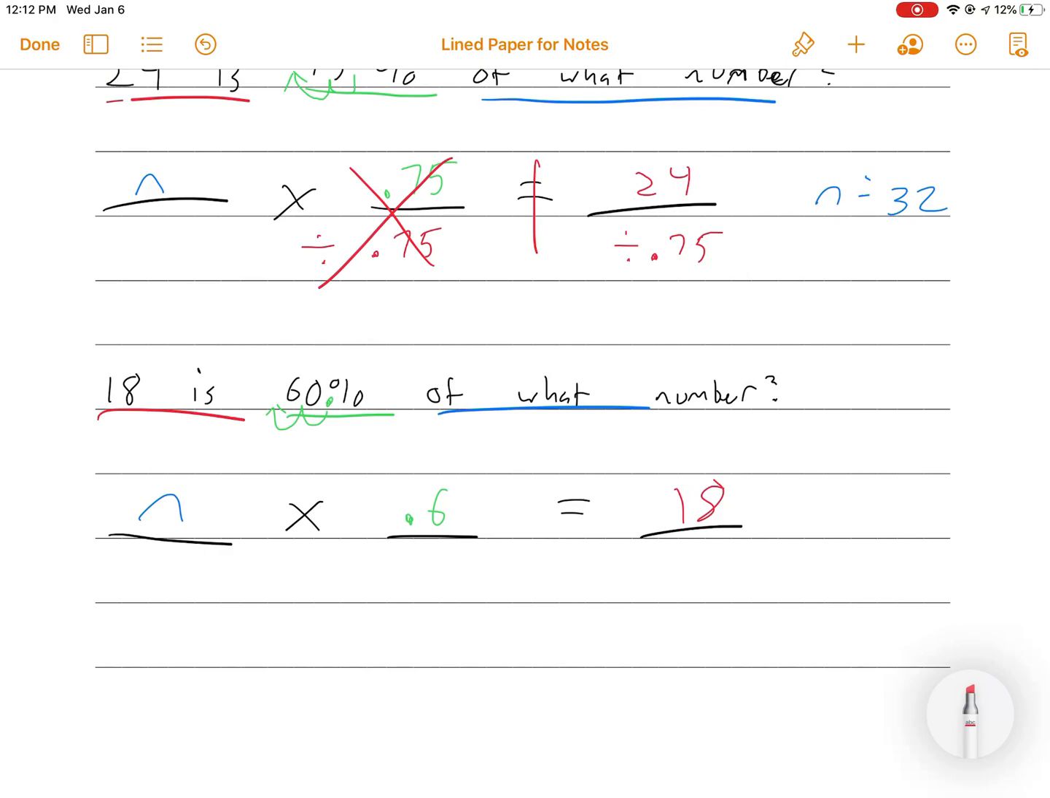I can solve this one exactly like the other one. I just have my variable, and I have multiplying next to it. Divide by 0.6, divide by 0.6. Times 0.6 and divide by 0.6 cancel, leaving me with n equals, and if you plug this in your calculator, 18 divided by 0.6, you should get an answer of 30.